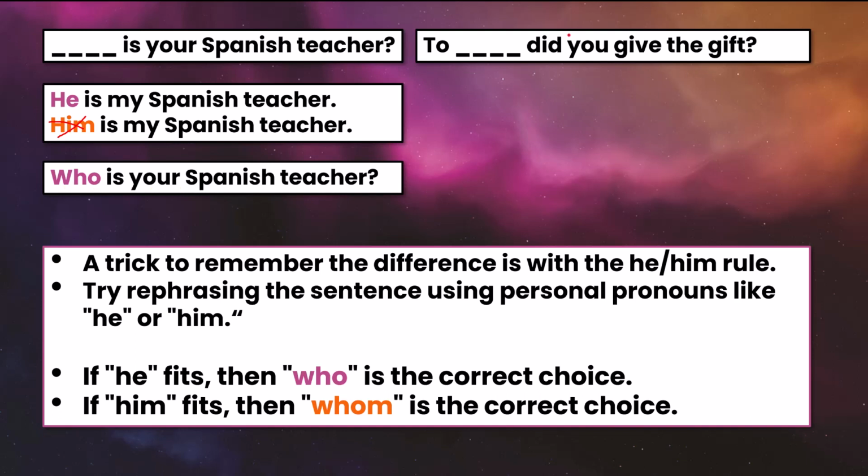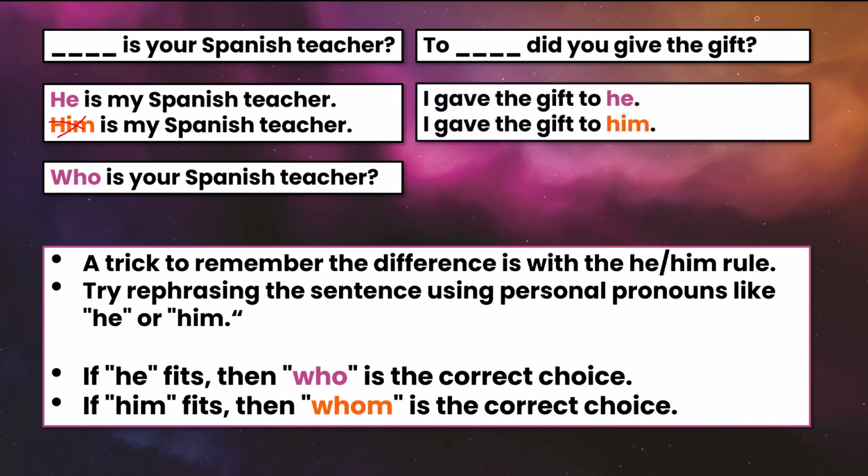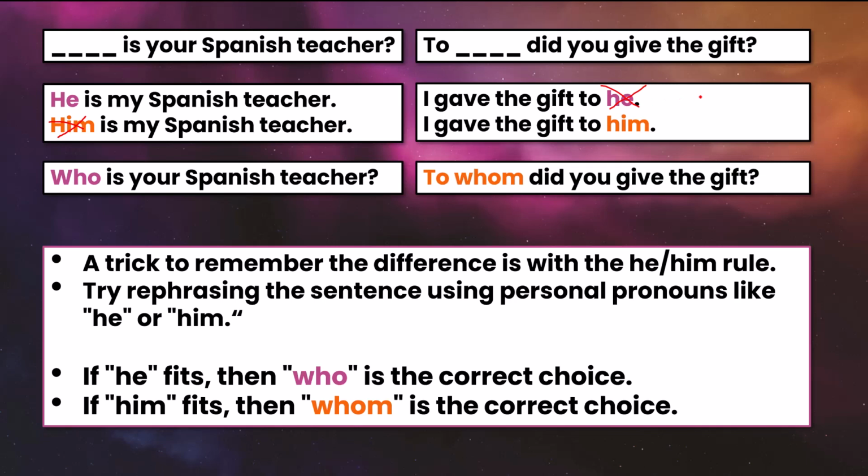In the next example, did you give the gift? I gave the gift to he, or I gave the gift to him. In this one, we need to write him. We need the object pronoun. The answer is, to whom did you give the gift?